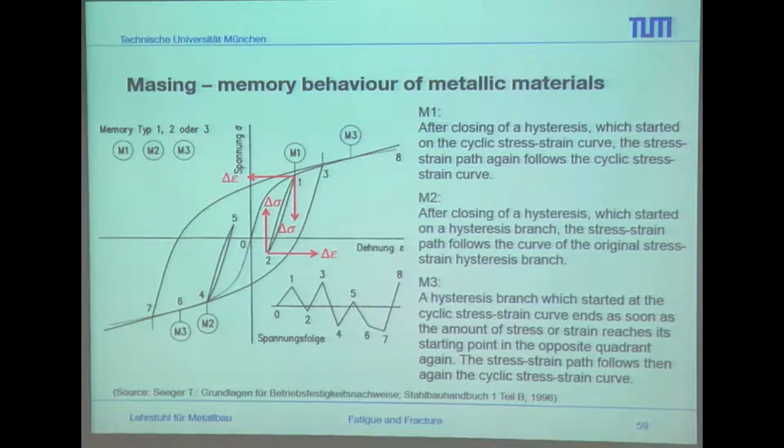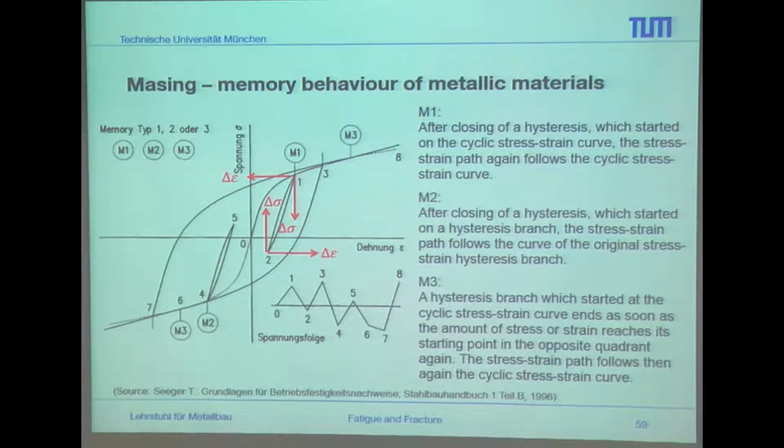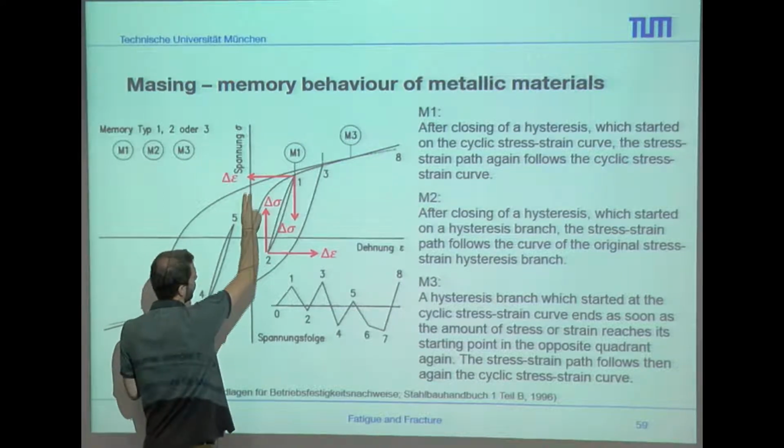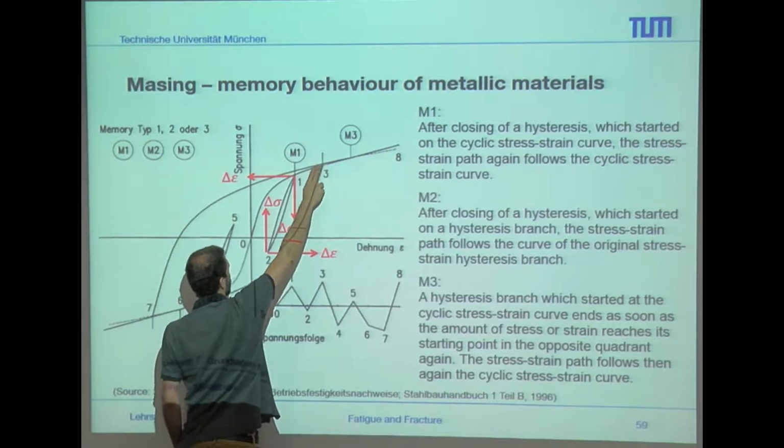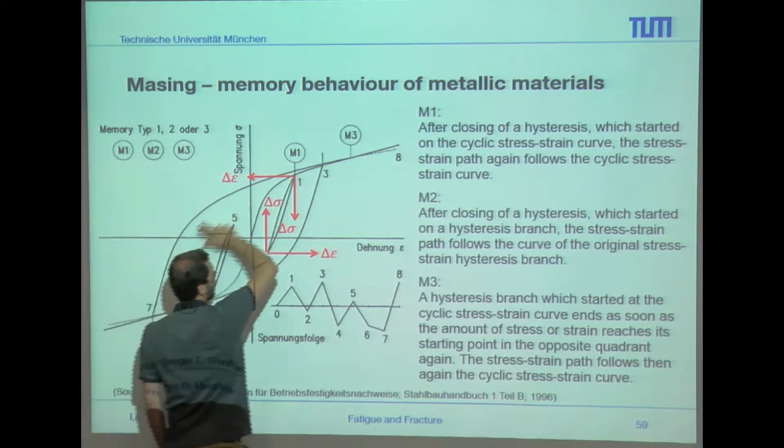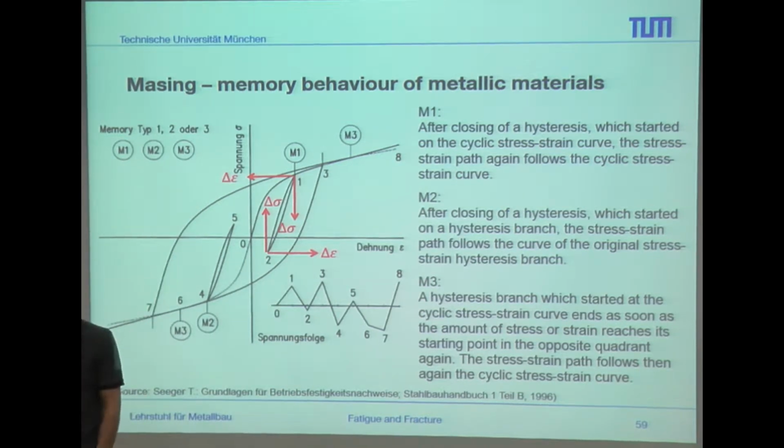So that's why we can go for the last assumption, M3. A hysteresis branch which started at the cyclic stress strain curve ends as soon as the amount of the stress strain reaches its starting point in the opposite quadrant. Again, the stress strain path then follows the cyclic stress strain curve. So what is it again? We have here our coordinate system for the huge one. So we go here, we go to the opposite quadrant, and again go to the starting point. So at the end, this hysteresis is closed at this point.